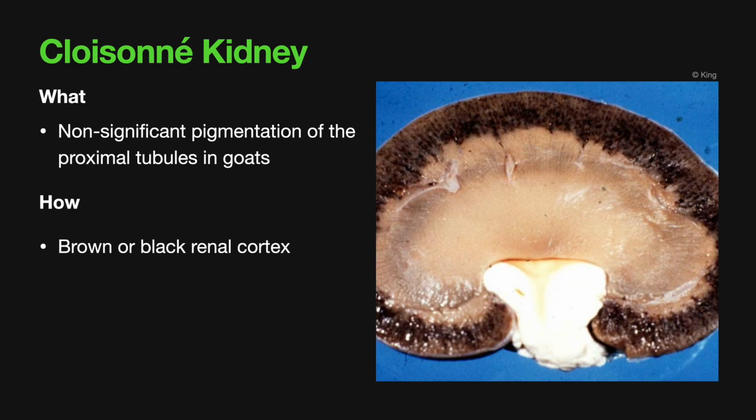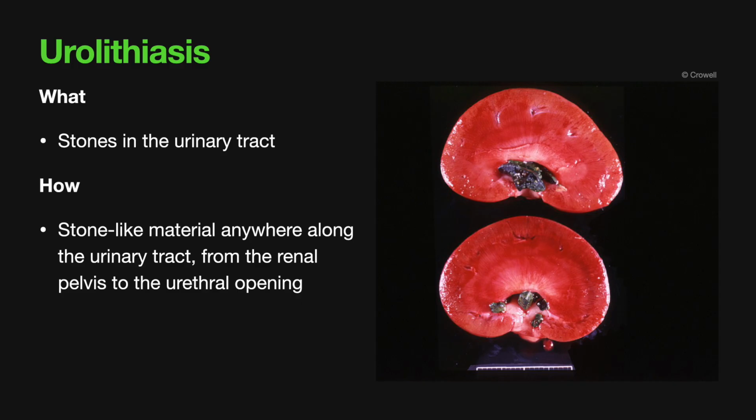Cloisonné kidney refers to pigmentation of the proximal tubules in goats, causing a brown or black renal cortex. This change is not thought to be significant to renal function. Now we will look at some obstructive diseases. Urolithiasis refers to stones in the urinary tract, and they can occur anywhere along the urinary system, from the renal pelvis to the urethral opening. You can identify them by seeing stone-like material within the urinary lumen.